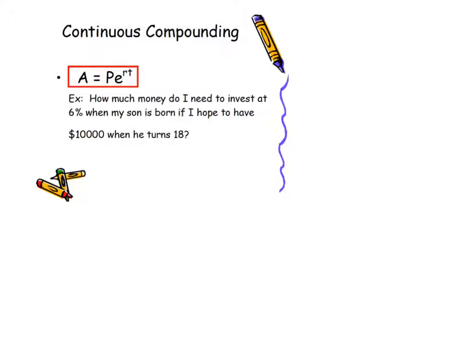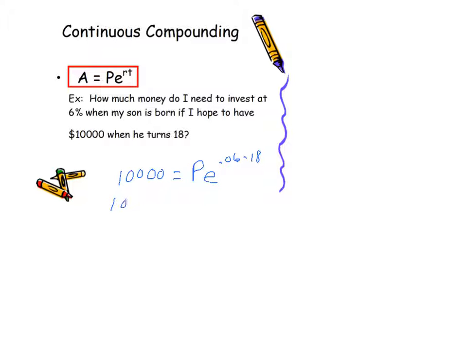Let's try an example. I need to invest some money at 6% when my son is born. I need to have 10,000 when he turns 18. Ending amount, 10,000. Initial amount, there's the question. e to the 0.06, and we know that we're going to have 18 years to do this.